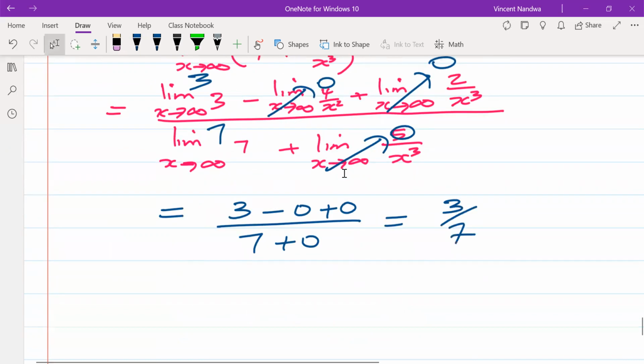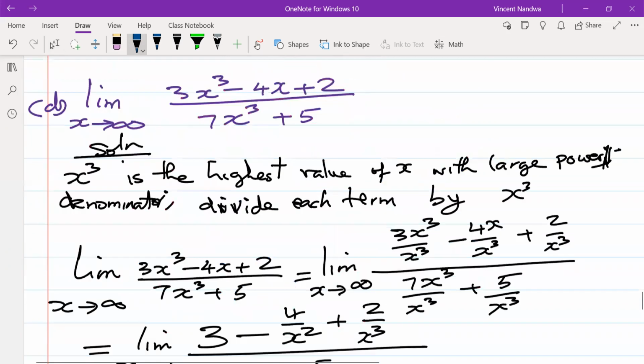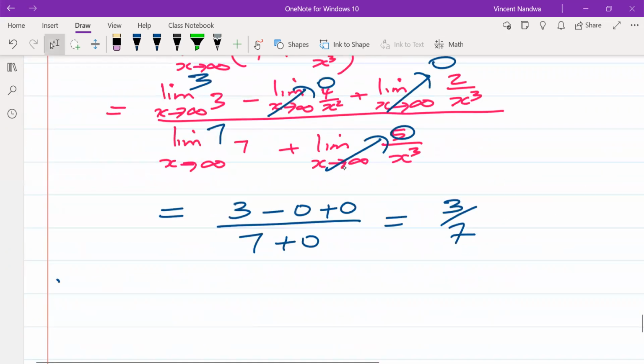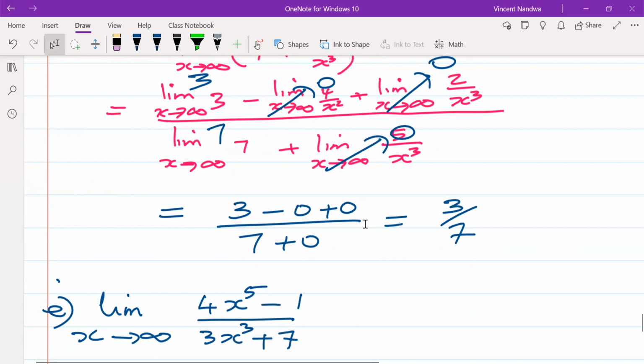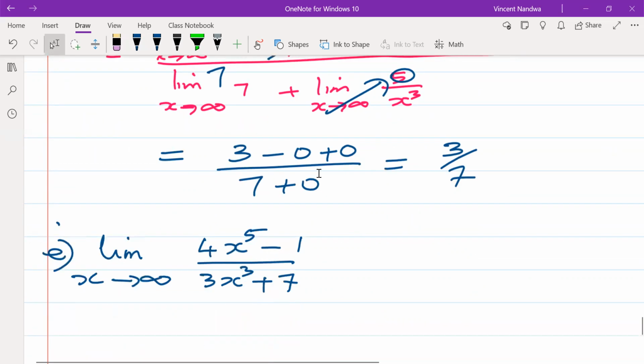And then the next example, is that D or E? E. So limit as x approaches infinity of 4x power 5 minus 1 over 3x cubed plus 7. Can I trust this question with you? Can you try? Yeah, try.